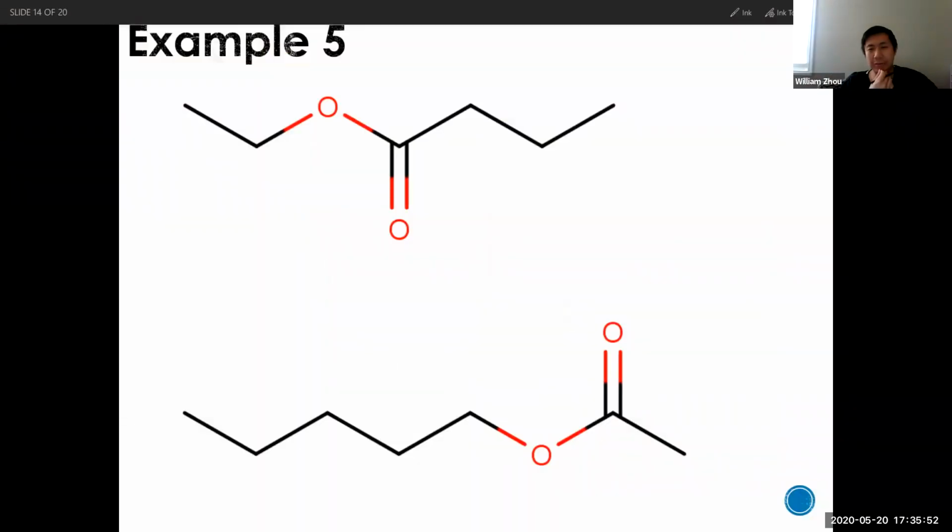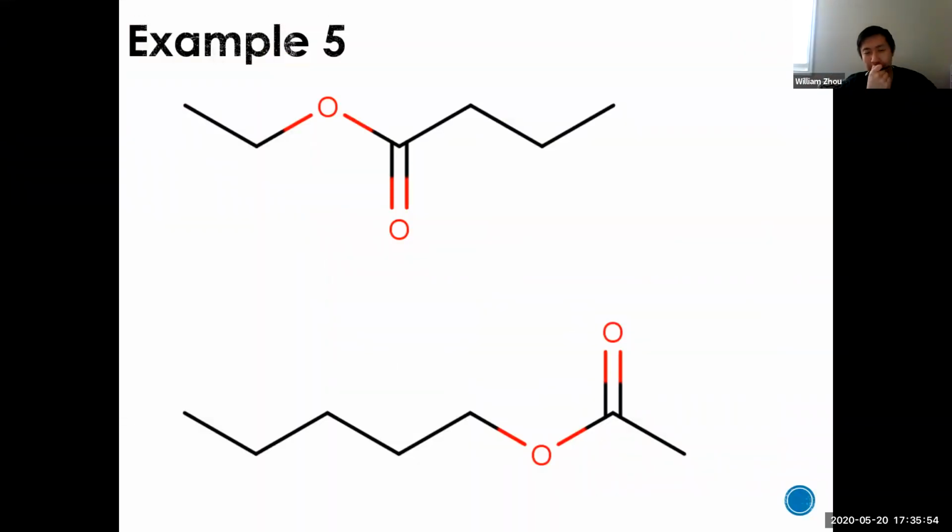Okay, so you have these 2 questions here. The one on top, all you have to do is figure out which side is the alcohol side, which side is the acid side. On the left, you have an ethyl. On the right, that will be your acid side with the double bond O. So you name that butanoate for 4 carbons. Just put them together, ethyl butanoate. You're done. That one is very straightforward.